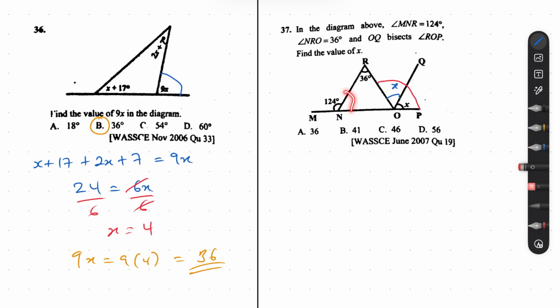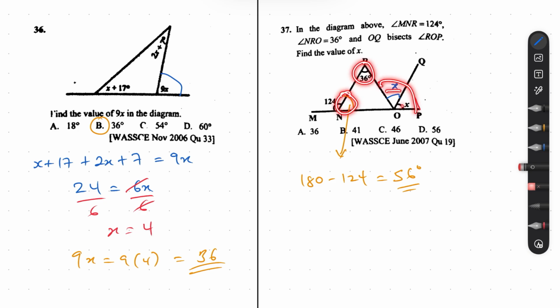How do we find this? This angle plus this angle should give us 180, because they are on a straight line. Angles on a straight line add up to 180. So this angle is 180 minus 124, which will give us 56.